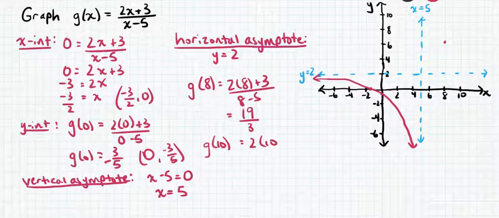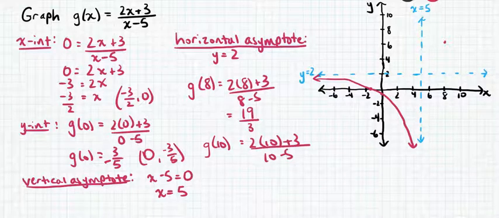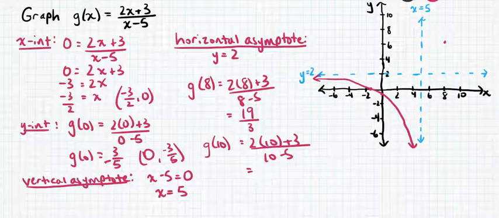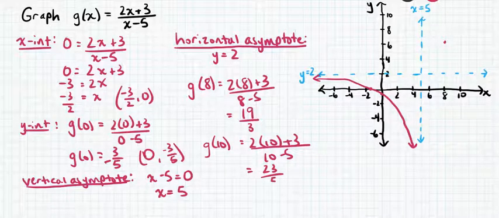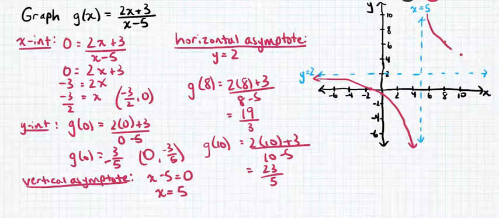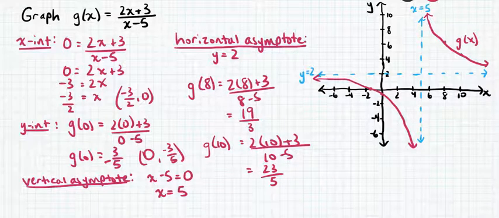And let's try maybe g of 10 as well for one more point in that section of the graph. So we get 2 times 10 plus 3 divided by 10 minus 5. And that gives 20 plus 3, so 23 divided by 5. And that would be equivalent to 4 3/5. So at an x value of 10, we have 4 3/5. And again, we can draw in this portion of the rational function curve. Okay, so that's the function g of x.